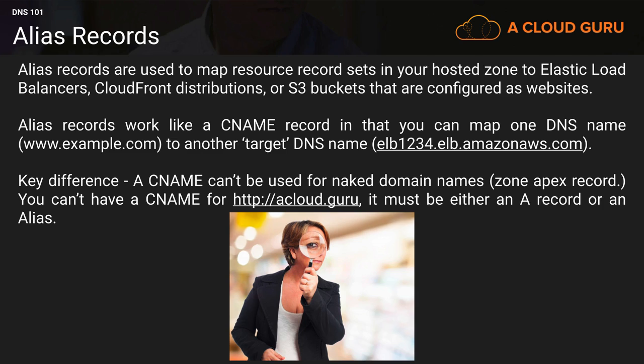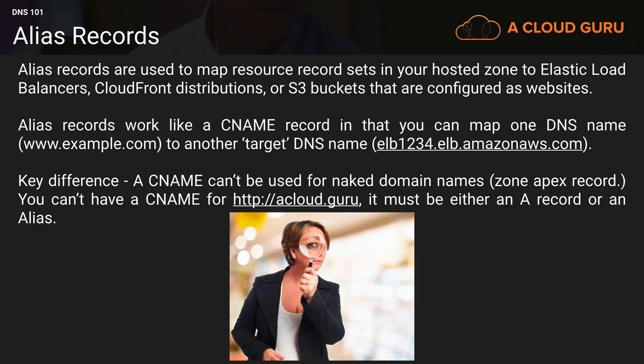So alias records are unique to Route 53, and they're used to map resource records in your hosted zone to things like elastic load balancers, CloudFront distributions, or S3 buckets that are configured as websites, etc. So alias records work just like a CNAME in that you map one DNS name to another DNS name. So www.example.com to another target DNS name, which could be the actual address of your load balancer, so elb1234.elb.amazonaws.com. Key difference, a CNAME can't be used for a naked domain name or zone apex record.